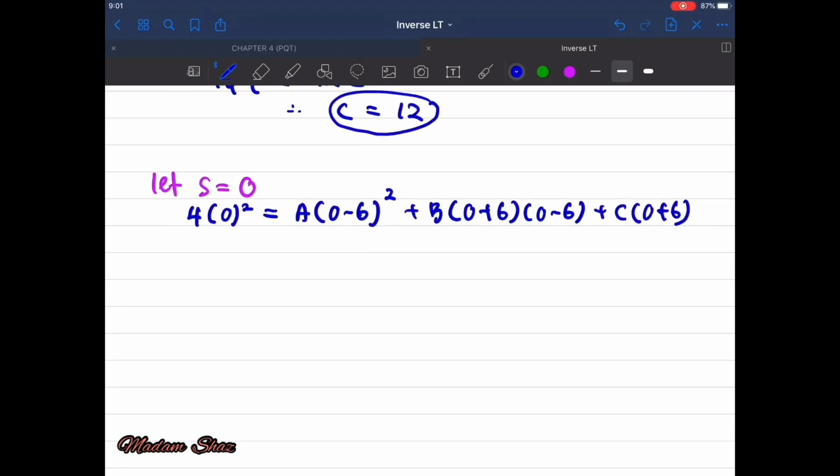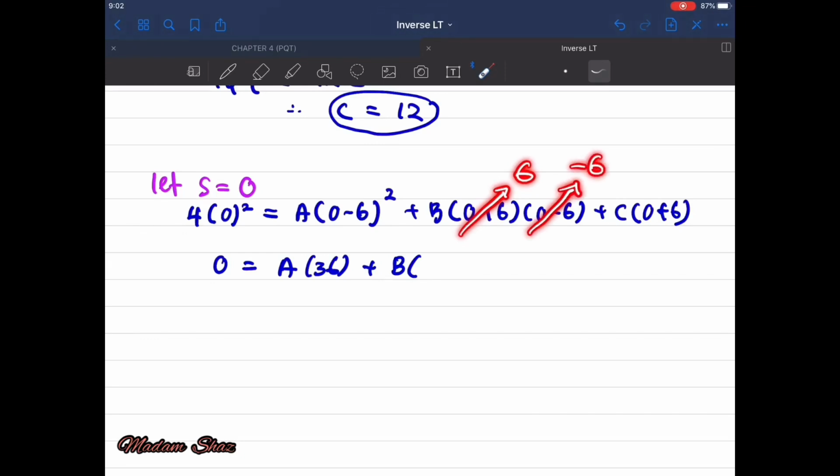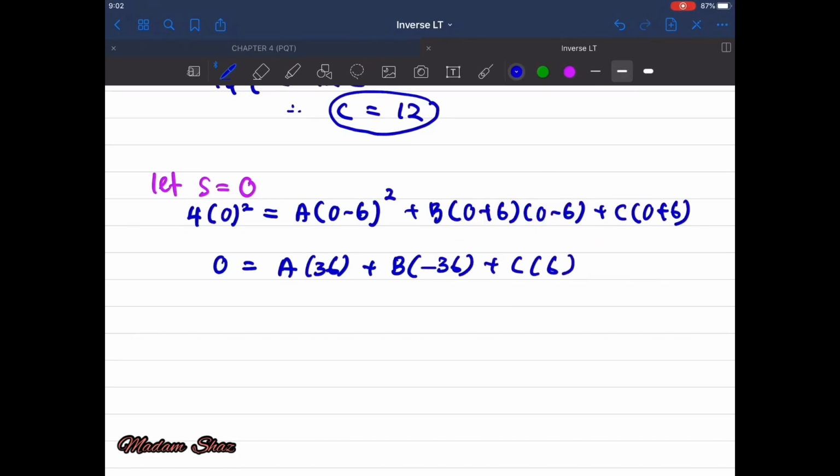Okay, now simplify the whole thing. For the left hand side, 4 multiplied by 0 will become 0. A multiplied by (0 minus 6) to the power of 2 will become 36, plus b multiplied by (0 plus 6), which is 6, and (0 minus 6), which is negative 6. Multiplying these two gives negative 36. Plus c multiplied by 6.